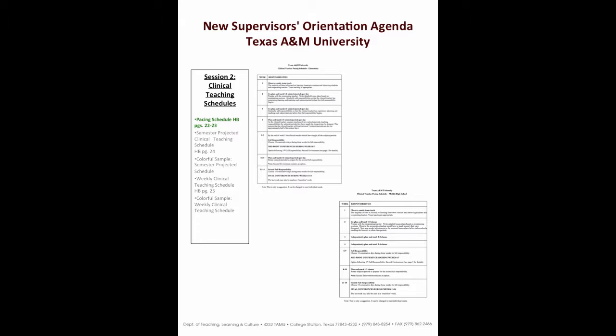Let's begin with the pacing schedule or chart on page 22. I will thoroughly explain this pacing chart. If you are middle school, high school, you will adapt what is shared on page 22 to the chart on page 23. They are that similar.